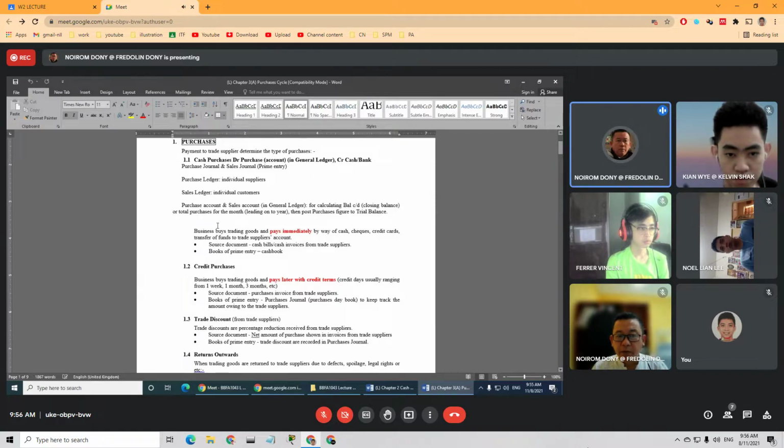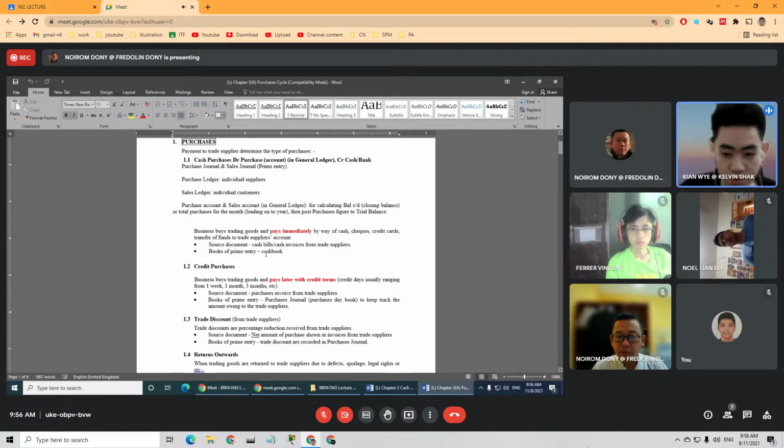Then, the business buys trading goods and pays immediately by way of cash, cheque, credit card, or transfer of funds to the trade supplier's account. So the source document will be cash bills or cash invoices from trade suppliers. This refers to cash purchases. The business buys trading goods and pays immediately, meaning this is cash purchases. So the prime entry will be the cash book.